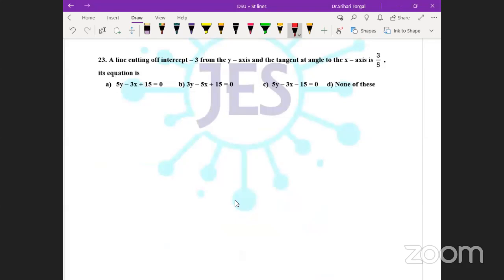A line cutting off intercept -3 from the y-axis and the tangent of the angle to the x-axis is 3/5. What is the meaning of this? Tangent of the angle, that is tan theta, is 3/5. Then what is the meaning? Slope is 3/5. Right? Now check it out. What is the slope 3/5 in all the problems? Minus a by b. What is a? It is -3/5. Minus 5/3. Minus of -3/5.